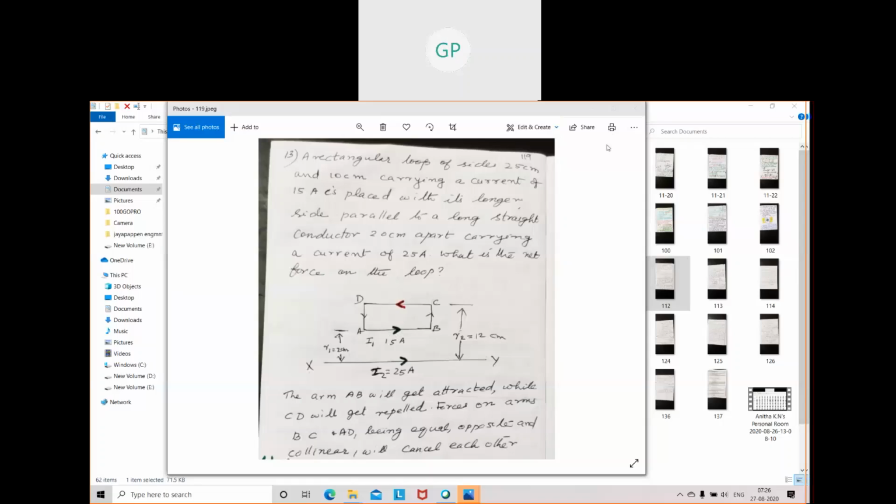Force decreases. That is the question. So here, the CD conductor will experience less force than the AB conductor. The CD conductor experiences a repulsive force. The AB conductor experiences an attractive force because they are in the same direction. So the net force, will it be attractive or repulsive?